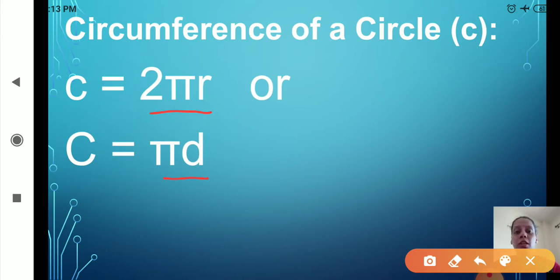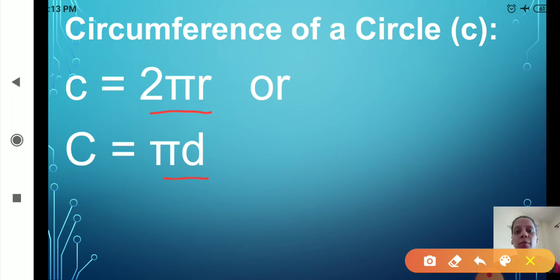So this is the first formula to find out the circumference of a circle: C is equal to 2 pi r or pi d. If the radius is given, you will use the formula 2 pi r. And if the diameter is given, then you will use the formula pi d.